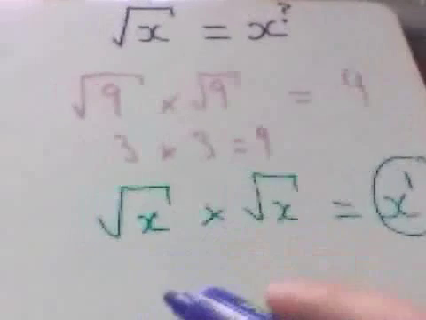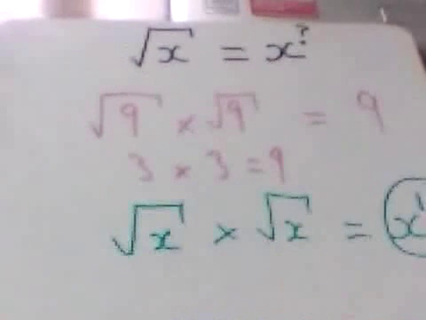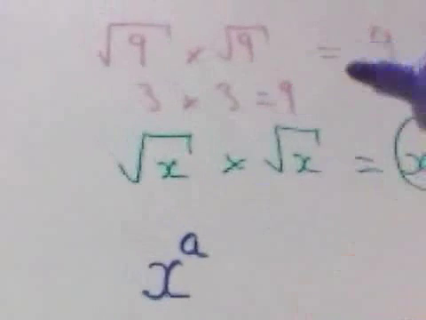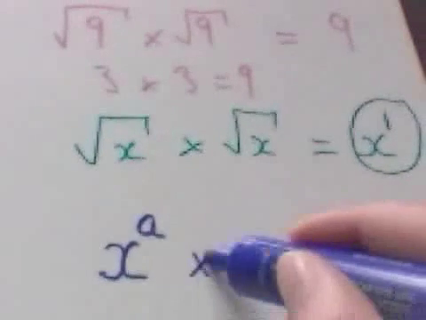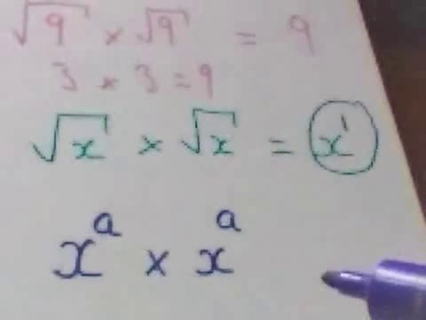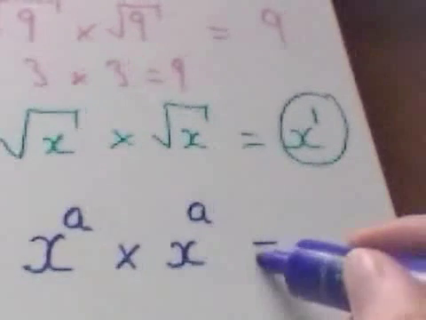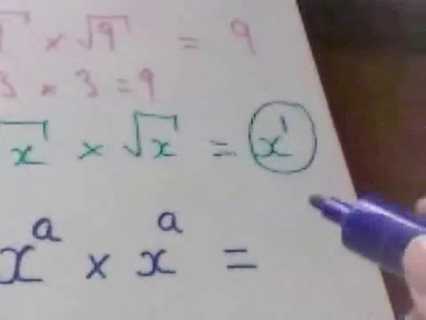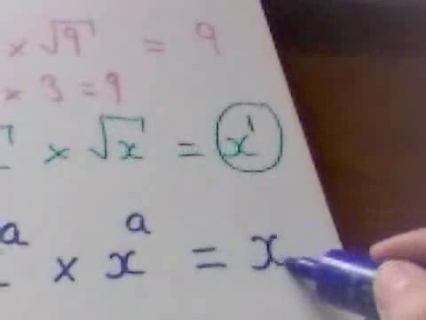So, I don't know what I'm going to write for square root, so I'm just going to put it as the power a, for no reason apart from I like the letter a. And I'm trying to work out what a is, so I've got x to the power a here. Now I already know that square root of x times square root of x is x to the power 1, so I'm going to write that down here.